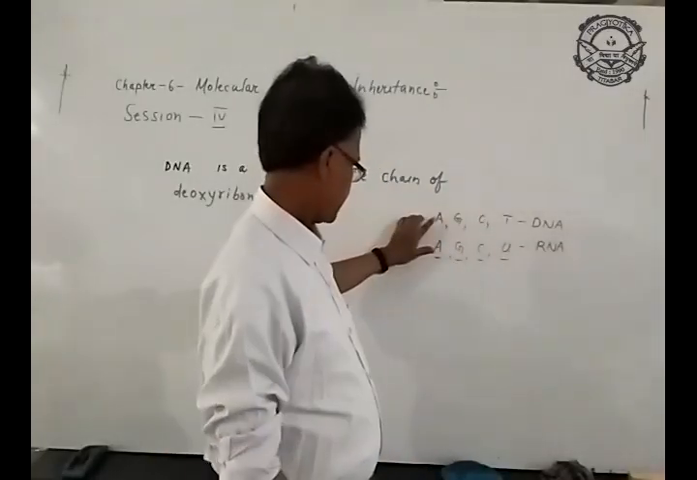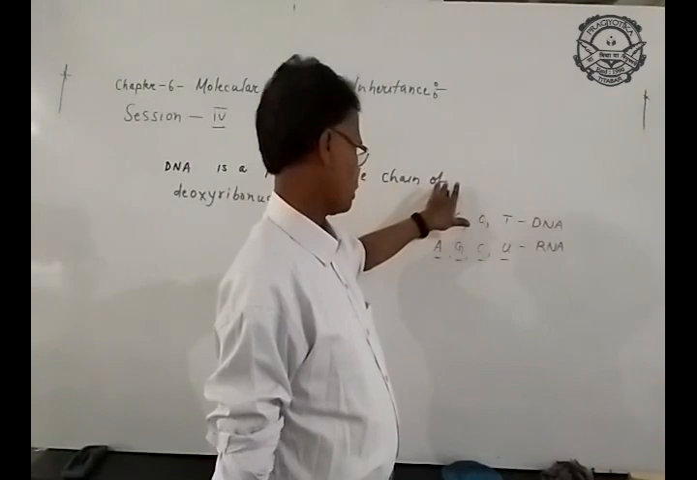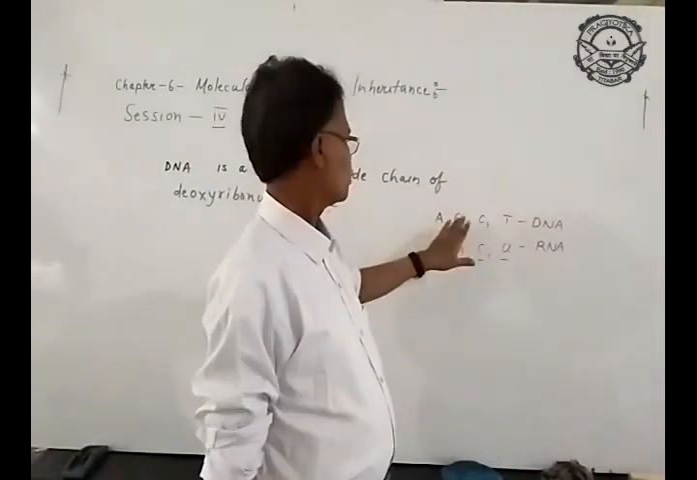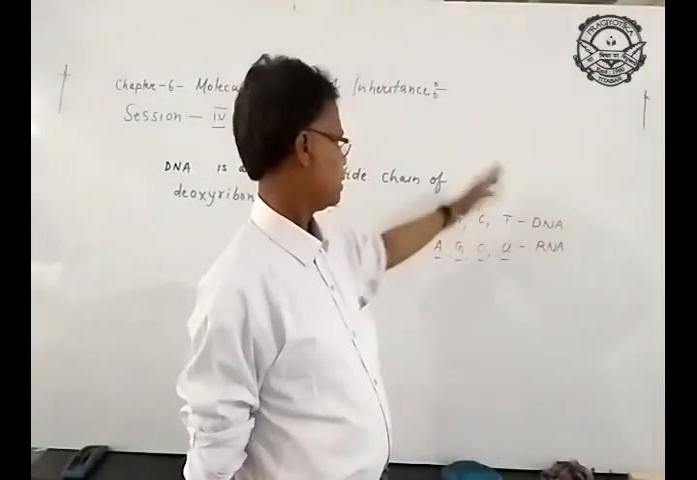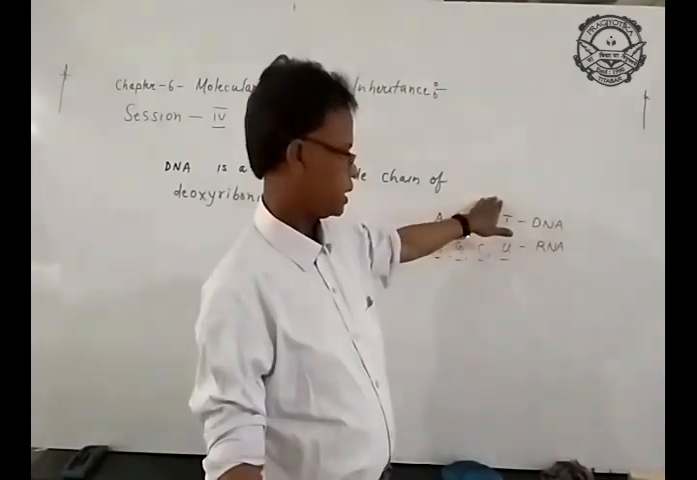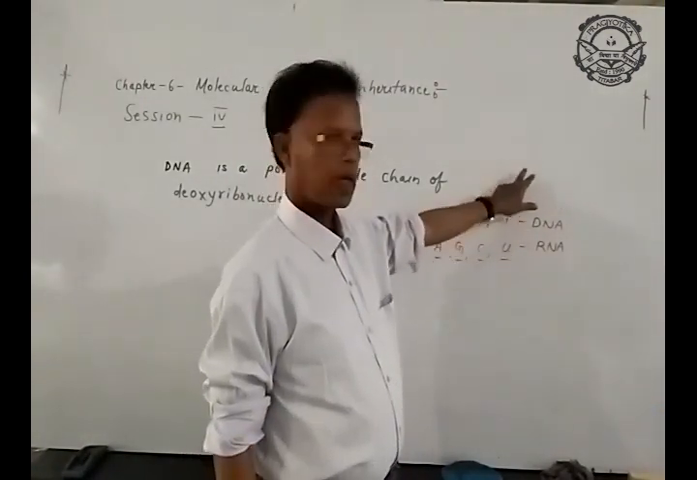Now, adenine plus deoxyribose sugar is a dimer, guanine plus deoxyribose sugar is a dimer, cytosine plus deoxyribose sugar is a dimer, thymine plus deoxyribose sugar is another dimer.